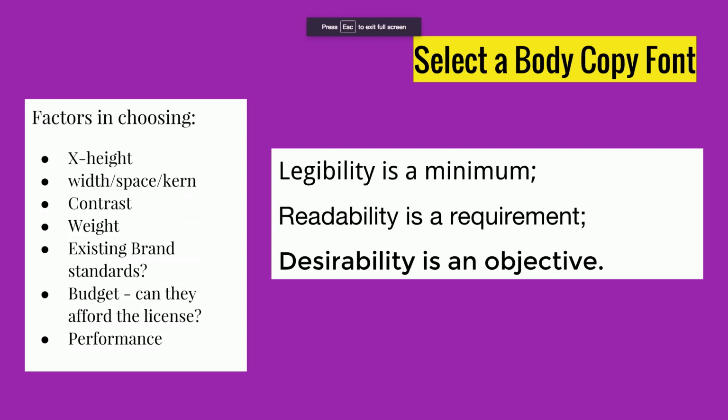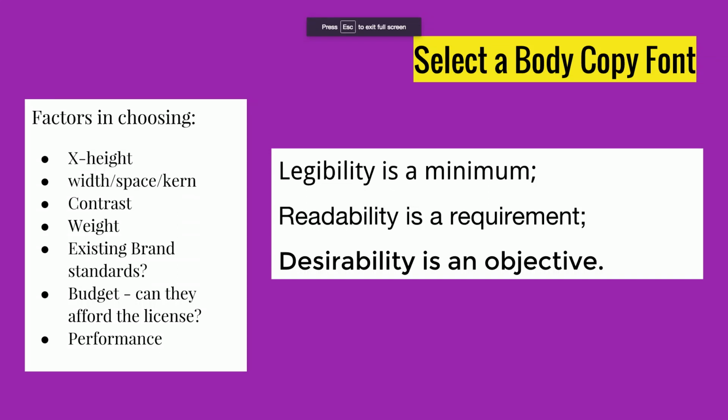Selecting a body copy font. The big keys are on the right here. Legibility is a minimum, readability is a requirement, desirability is an objective. And that basically means it must be legible. You should want it to be readable. Legibility and readability are not the same thing. Many things are legible that are not readable, and if you've ever been to a Jimmy John's, they usually have a poster that gives you incomplete or jumbled words, and you can still read it because it's legible, but it's not readable. Desirability is an objective, and that means it should be appropriate to the project.